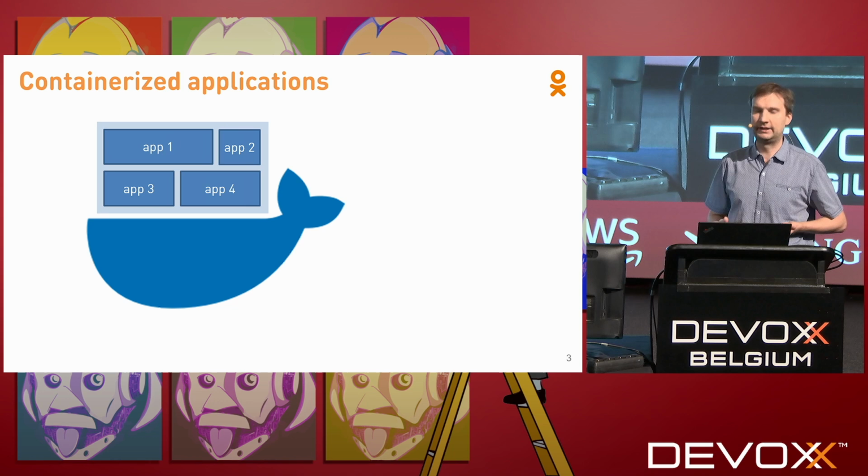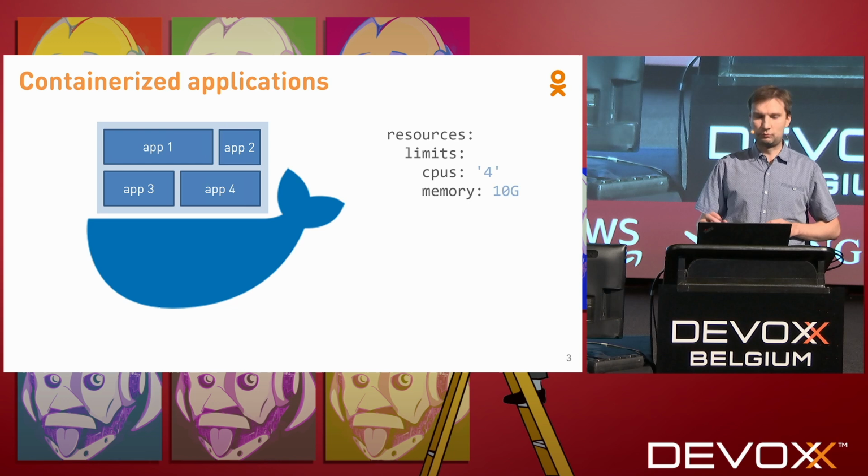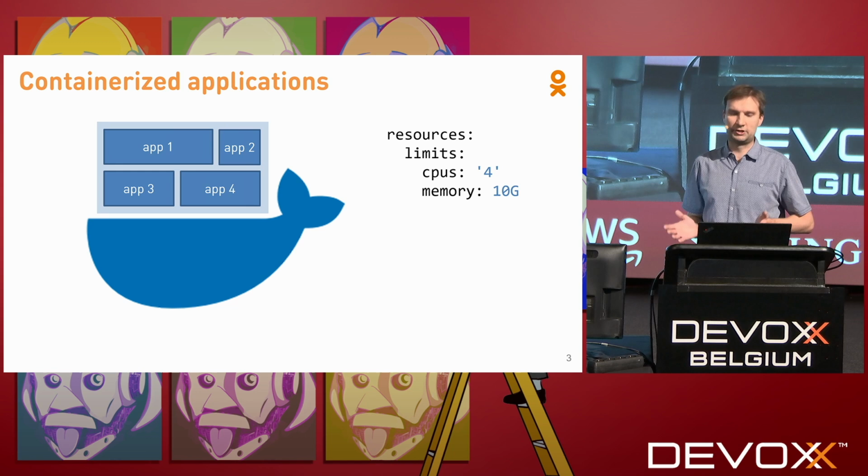Containers can solve this problem. If you are familiar with Docker Compose, Kubernetes, or whatever, you probably know that configuring quotas for a container is very simple. You just put a few numbers in a manifest file and that's it.